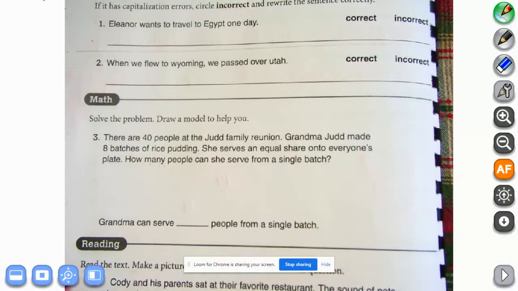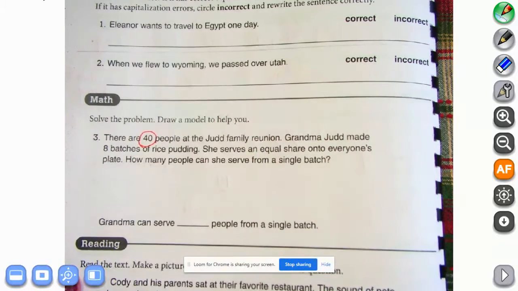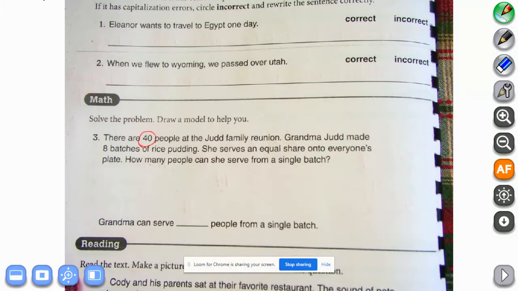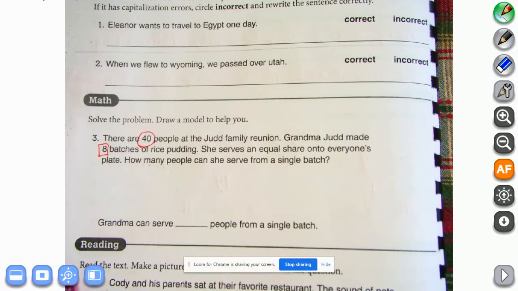For math, it says solve the problem and draw a model to help you. So we're going to be drawing a picture. There are 40 people at the Judd family reunion. Grandma Judd made 8 batches of rice pudding. She serves an equal share onto everyone's plate. How many people can she serve from a single batch?